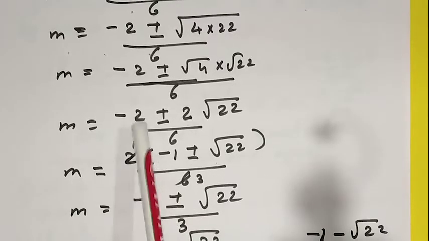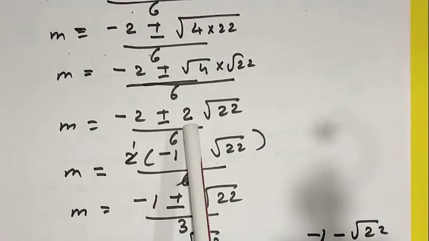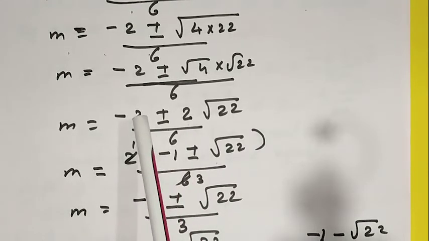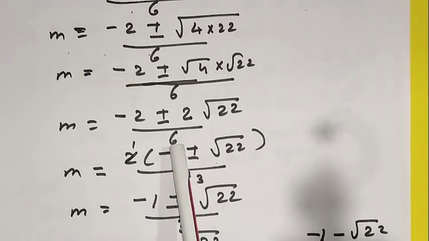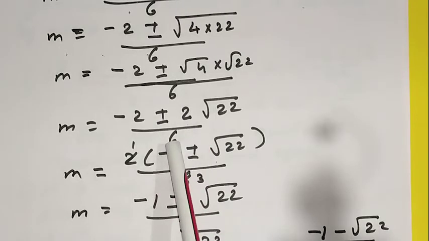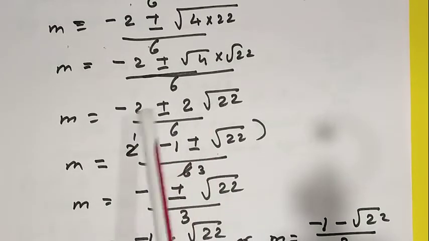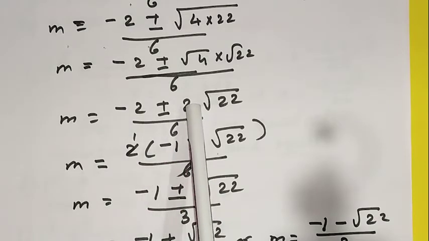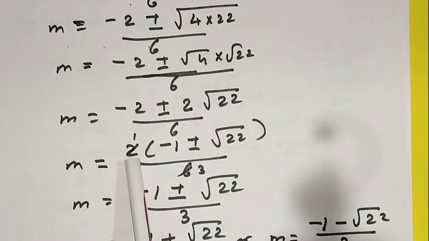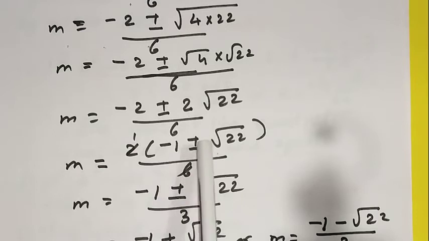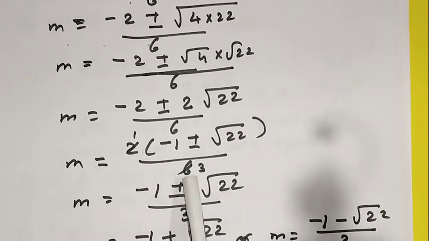Now we get the answer as minus 2 plus or minus 2 root of 22 upon 6. We cannot cancel 2 and 6 or this 2 and 2 because there is a plus and minus sign in between. When there is a plus and minus sign, no cancellation is allowed, as you all know. So what is the next step? Here we have 2, here also we have 2. Let us take out this 2 as a common factor. When we take out 2 as a common factor, what will remain here? Minus 1 plus or minus root of 22 upon 6.